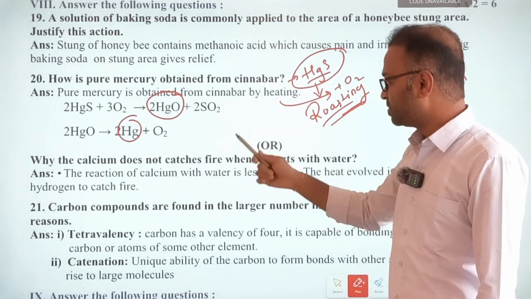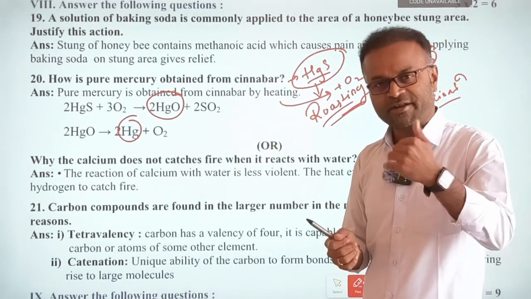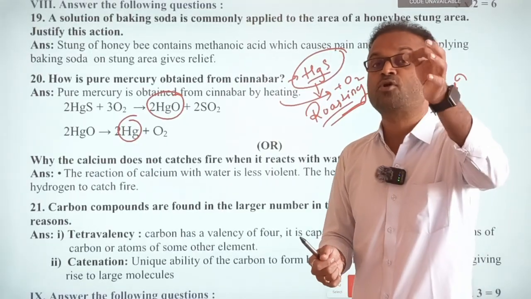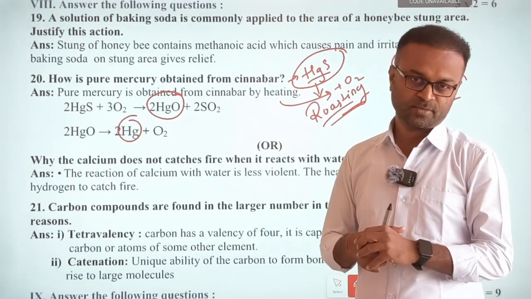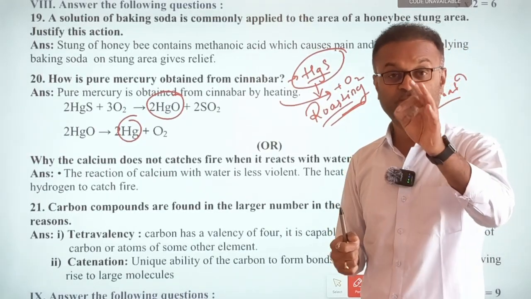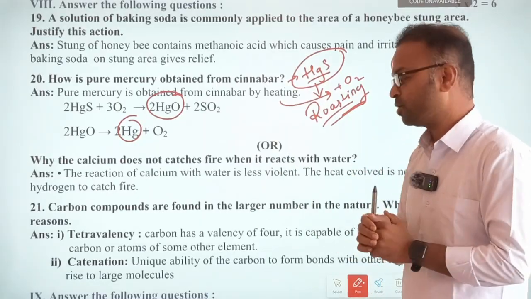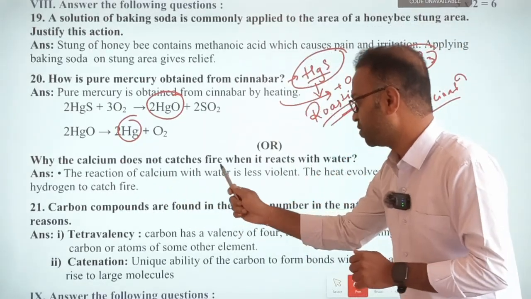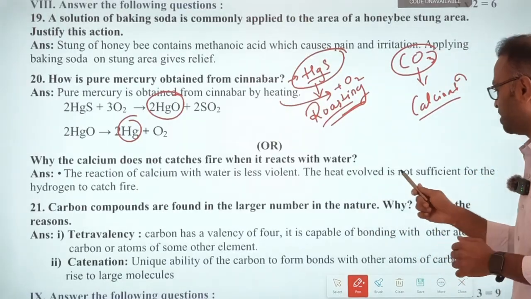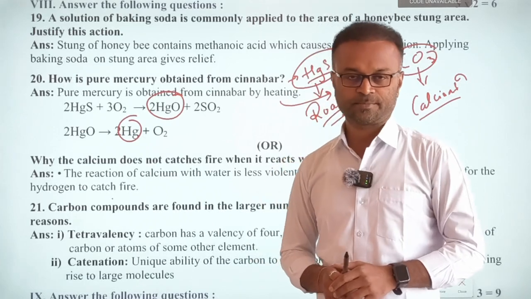But when it comes to calcium, when it reacts with water, it will also generate heat, but the amount of heat generated is not sufficient to catch fire. That's the reason calcium will not catch fire when it comes in contact with water. The reaction of calcium with water is less violent. That means the heat evolved is not sufficient for the hydrogen to catch fire.